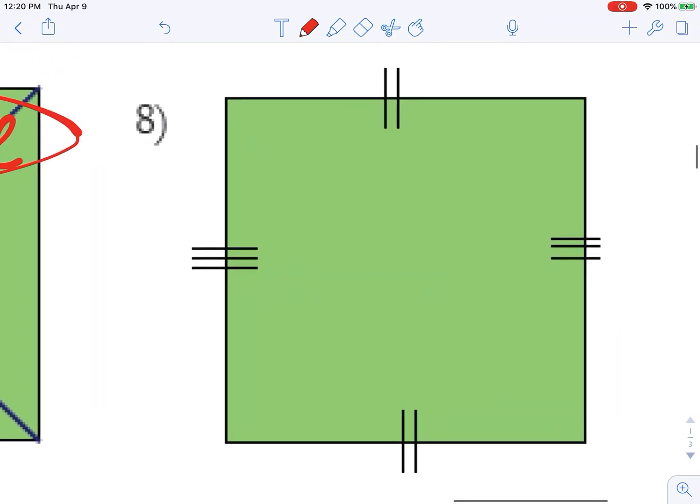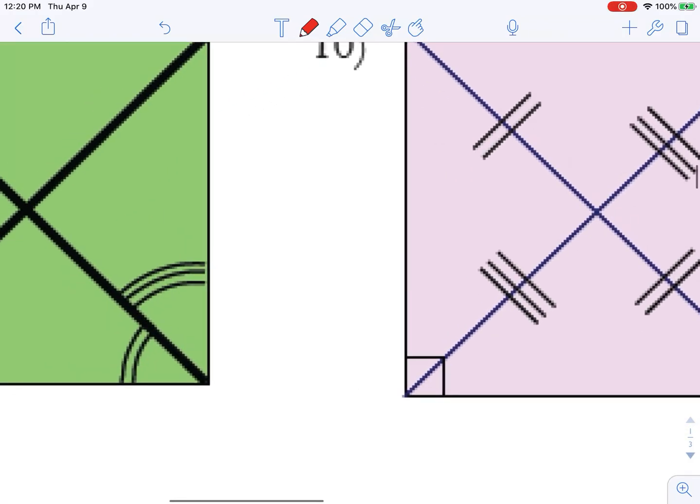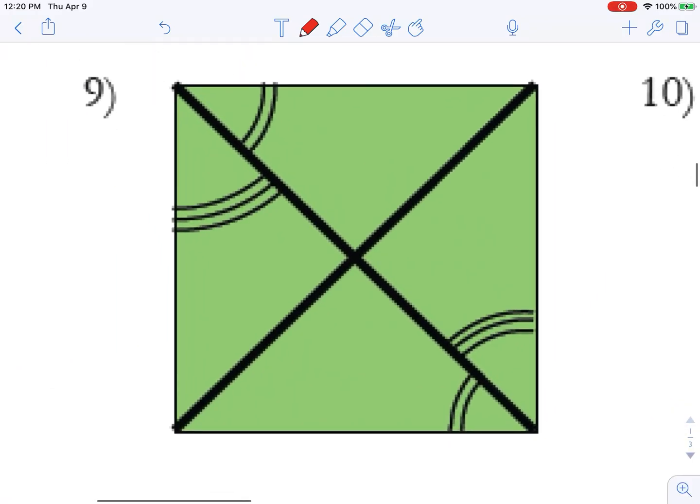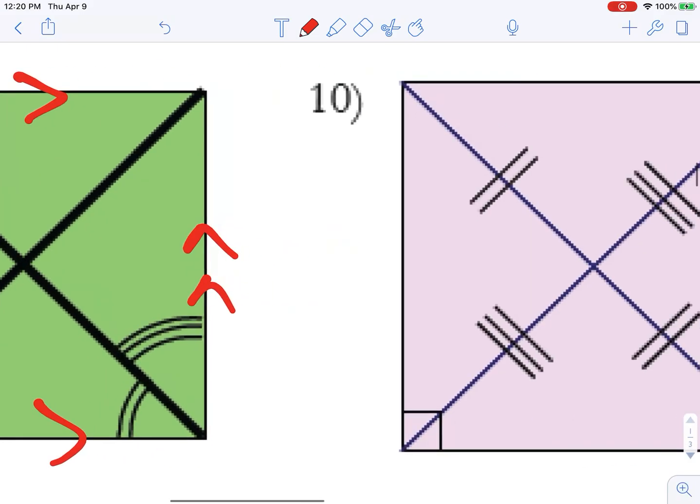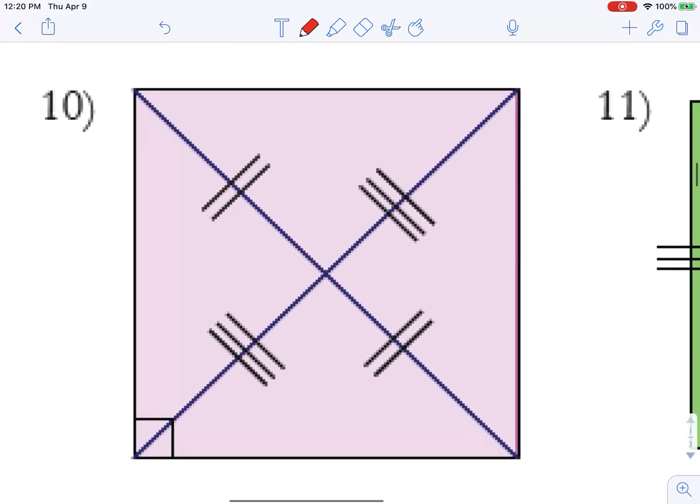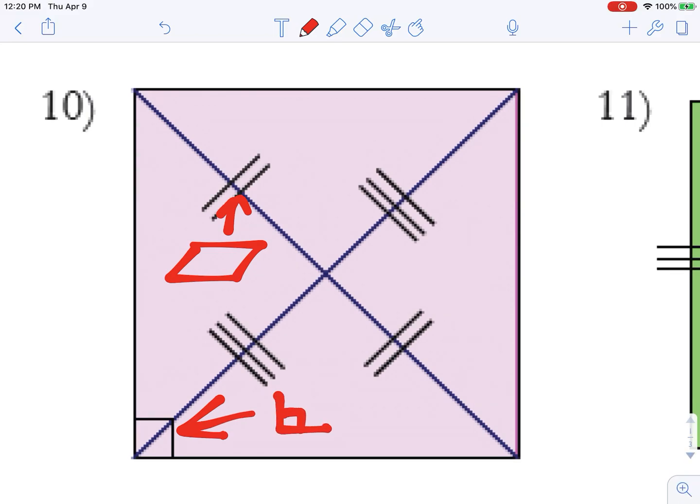8, the opposite sides are equal, but they're not equal to each other, so that's a parallelogram. 9, you got alternate interior angles again, so this is parallel, and this is parallel. So all you have is opposite sides parallel. So that's a parallelogram. 10, you've got diagonals bisected. That's a parallelogram rule. You got a right angle. That's a rectangle rule. So this is a rectangle.